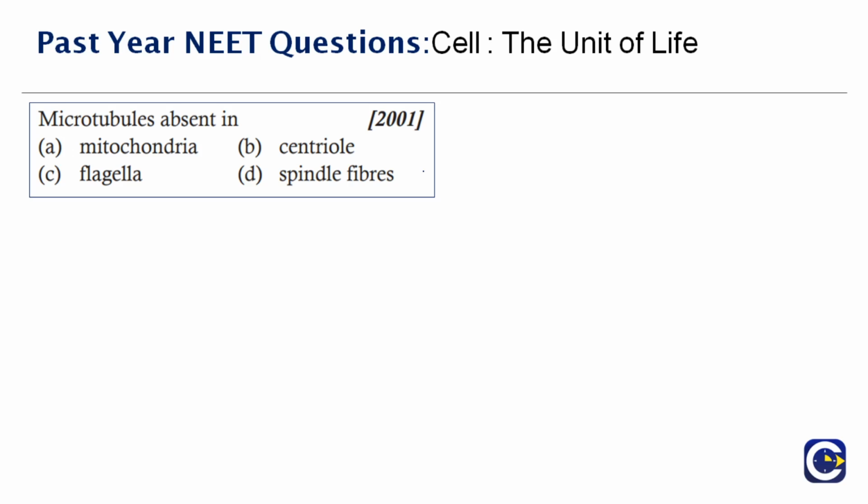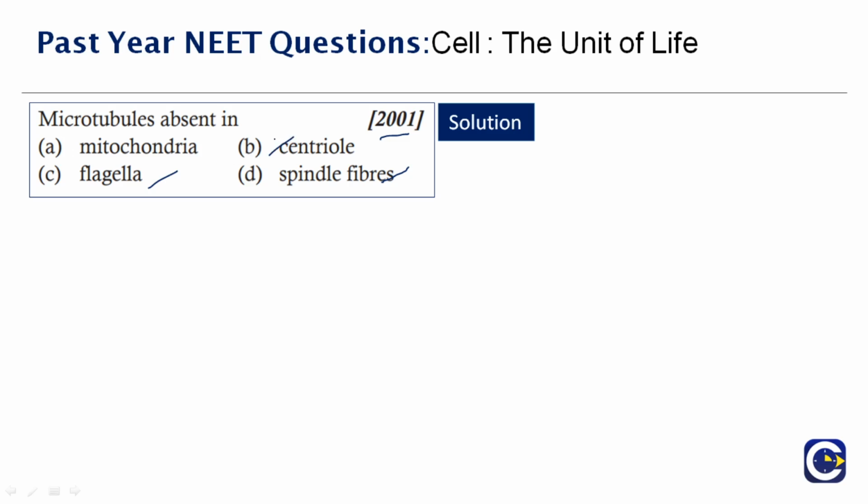Next question here. This question was asked in the year 2001. Okay, so here comes the question. Microtubules are absent in dash. We know it is obviously present in spindle fibers. We know it is present in flagella. For sure it is present in spindle fibers, and for sure it is present in flagella. Now, you only have to decide between these two, mitochondria and centriole. But microtubules are also present in centriole.